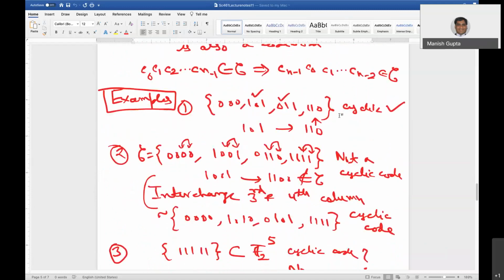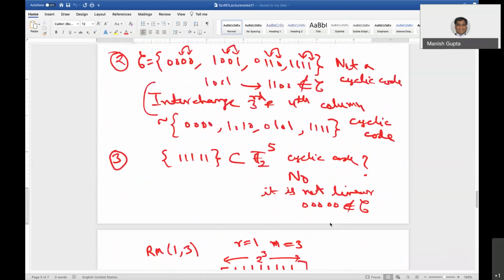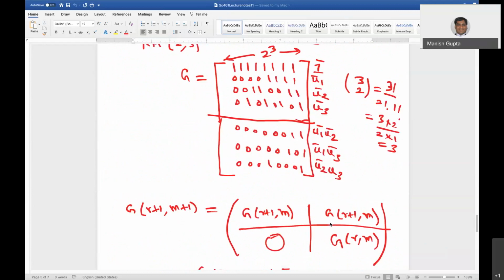I think we have seen a couple of examples last time where this is a cyclic code. The second example is not a cyclic code. But if we interchange the third and fourth column in all the code words, we get a cyclic code. And so on.